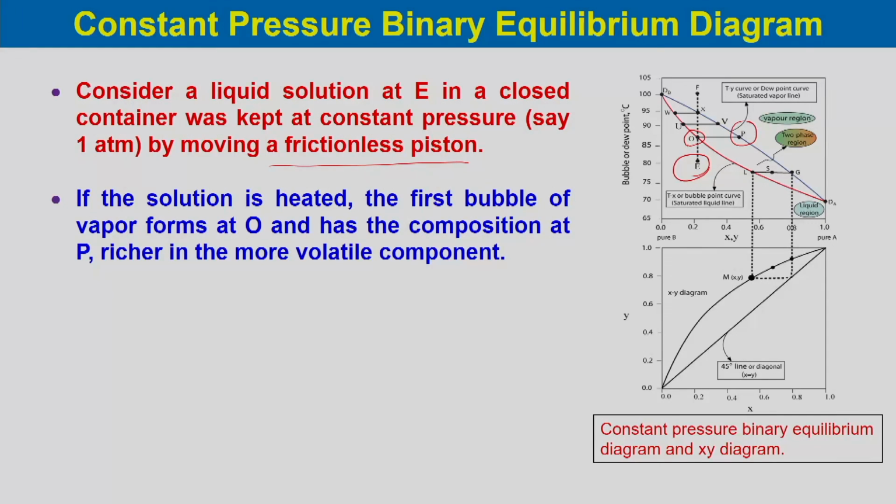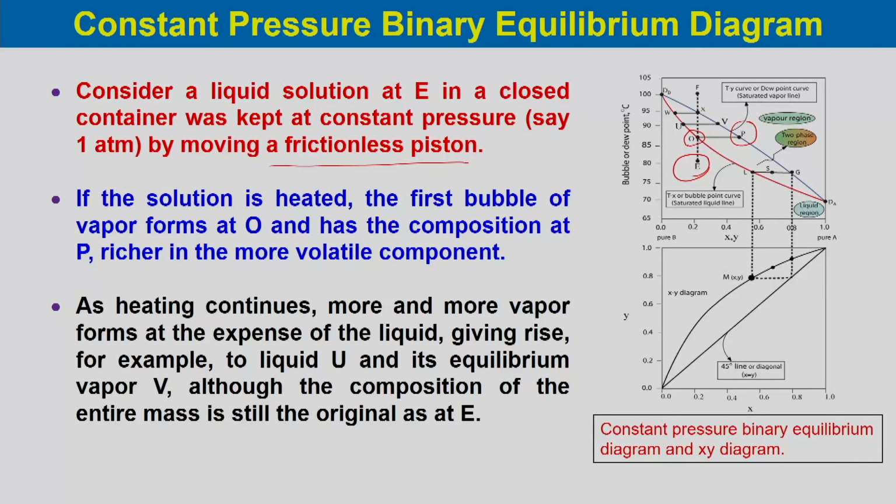The vapor composition at P is richer in the more volatile component. As heating continues, more and more vapor forms at the expense of the liquid, giving rise, for example, to liquid U and its equilibrium vapor V, although the composition of the entire mass is still the original, as at E. So, once it reaches the first bubble, the overall composition remains the original at E, and it continues to follow this line with the equilibrium composition changing from P to V.